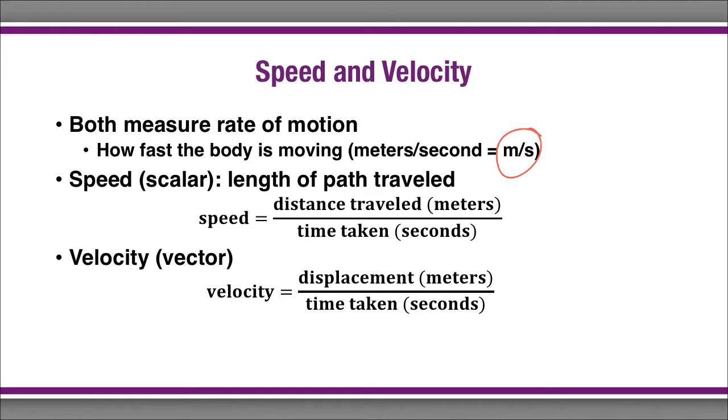They're both measured in meters per second, so that is something that you need to know. Now, the main difference between speed and velocity is that speed is a scalar quantity, so as we discussed in class, it is not going to have a direction associated with it, but velocity is a vector, so it will have a value and a direction.